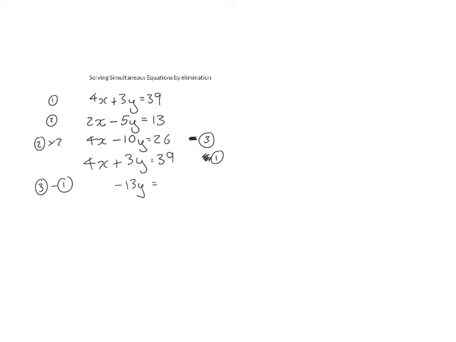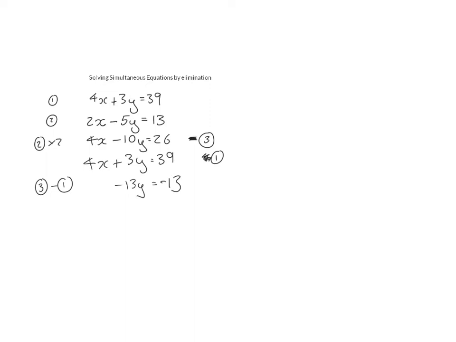Could you do equation 1 minus equation 3? Yeah, you could, and then you'd end up with all positives. Someone spotted that actually it would have been much nicer, and I've deliberately not done it the nice way to begin with. If I'd done 1 minus 3, I'd have ended up with much nicer numbers. But it still works. 3 minus 1 is 26 minus 39, which is minus 13. So y equals 1.